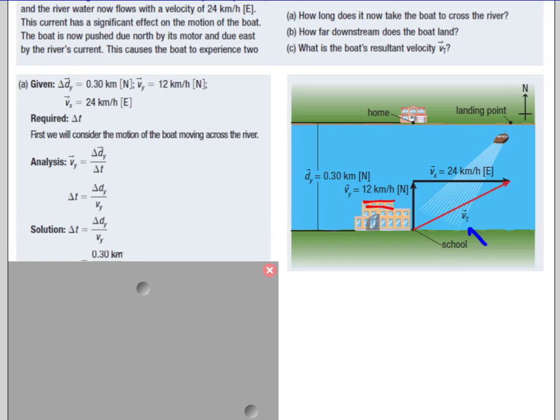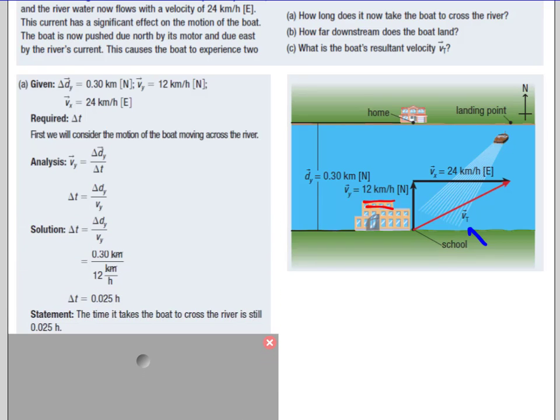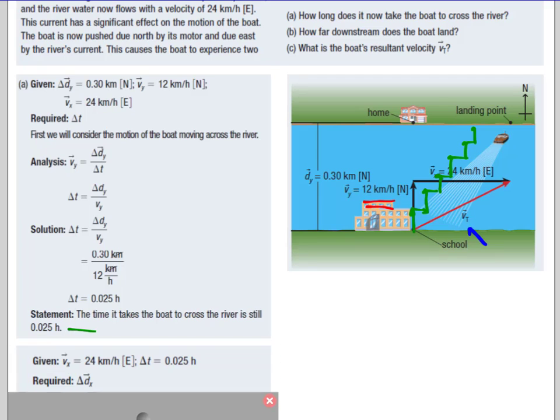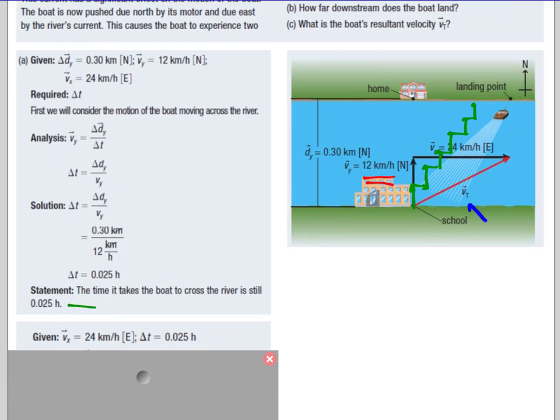So we do this one the exact same way we did the first question. Even though the current is there, as long as my motorboat is pointed due north, I will incrementally move up a little bit and get washed downstream, move up a little bit, get washed downstream, something like that, whatever the pathway ends up being. But if you looked at all of these little vertical arrows, it would be equivalent to the first problem where we had no current. So it still takes me 90 seconds or 0.025 hours to cross the river. And that's tricky.